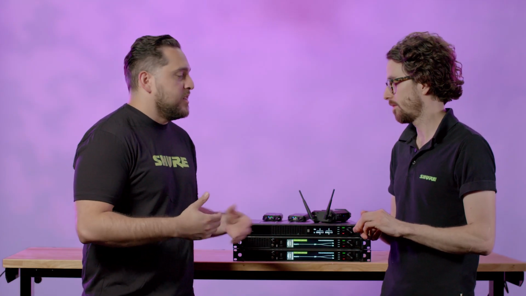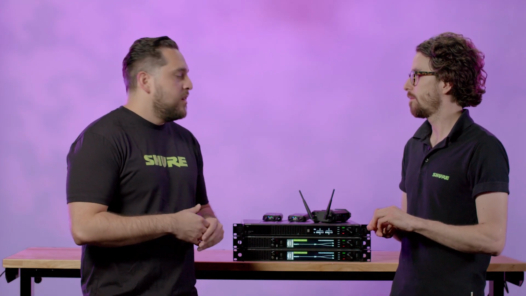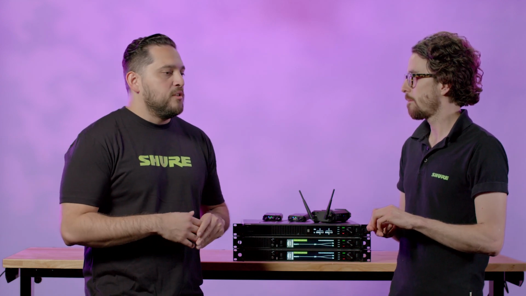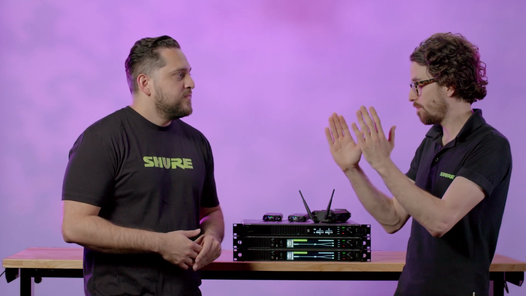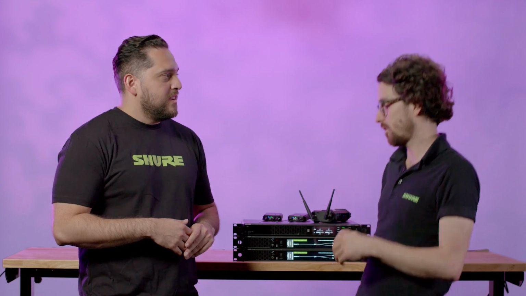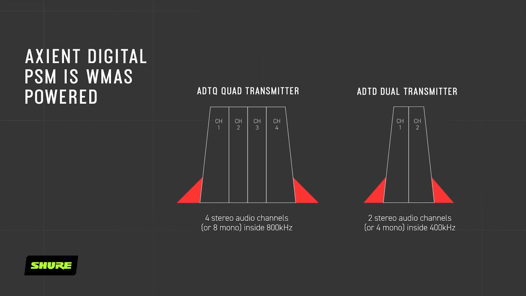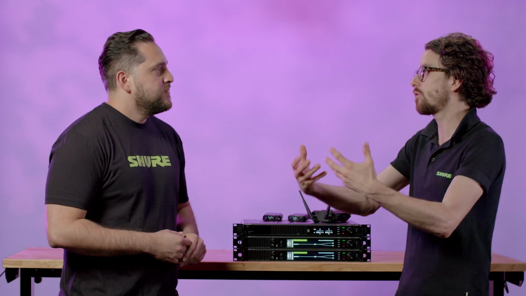4-channel wideband is basically our version of WMAS, right? So with Axient Digital PSM, a quad transmitter can use a single frequency to support 4 stereo audio channels. Excellent. So that is going to have one frequency, which is 800 kilohertz wide. And then for the dual, it is a 400 kilohertz carrier that supports 2 channels of stereo audio. So one frequency, 4 sub-carriers for the quad, 2 sub-carriers for the dual. Correct. And it's our version of WMAS where we are being more spectrally efficient with our frequencies.